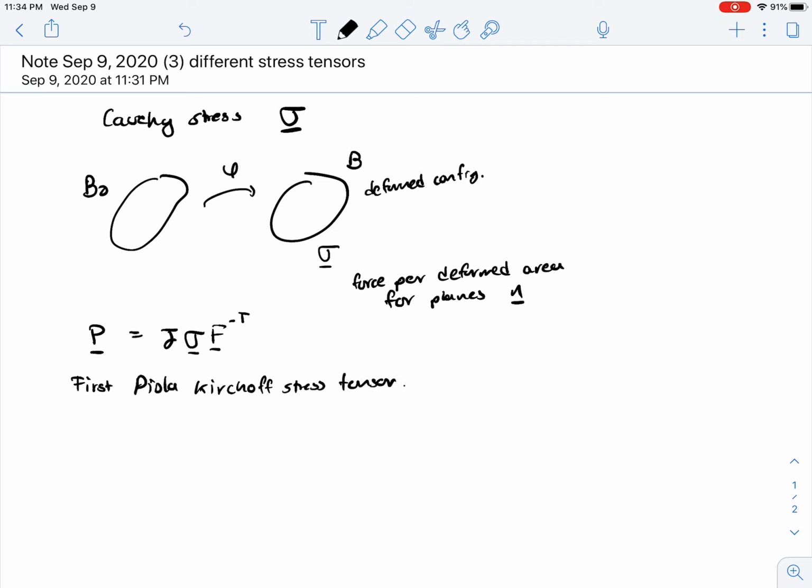And you can think of this as force per reference area, whereas the Cauchy stress tensor is force per deformed area, or real area. If you bring it back, this looks like Nanson's formula, J F minus transpose. So the first Euler-Kirchhoff is force per reference area. Now one of the things that you should note is that P is not symmetric.